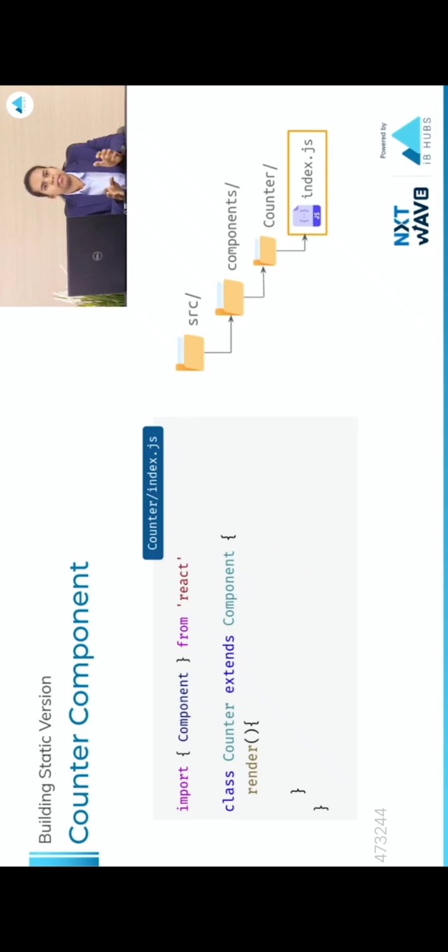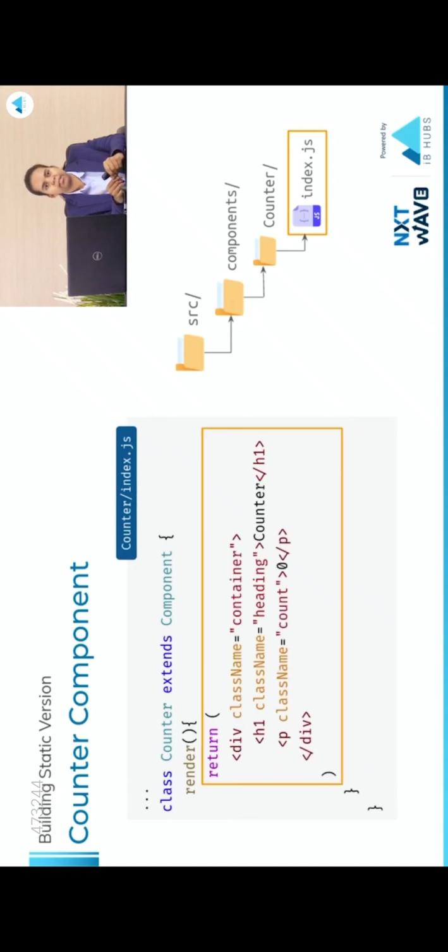Okay, so there you can see we are importing the component and we are finally extending it. Then within the counter, as we understood, there is a render method which will return the JSX element that needs to be rendered. So we have written the render method. This is all written in the index.js file.